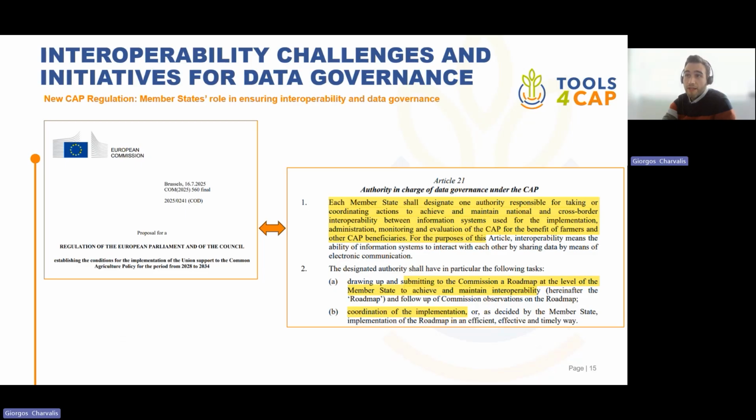Furthermore, the new CAP regulations give an increased role to member states to ensure interoperability and data governance, by designating a responsible authority for interoperability and data governance. Exactly, this is how it is done, with even more increased importance.